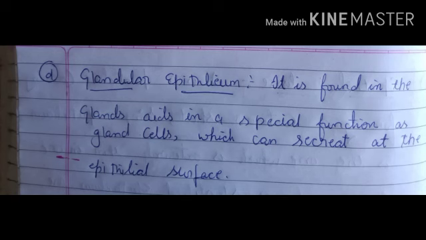Next we have glandular epithelium. It is found in the glands and aids in special functions as gland cells, which can secrete at the epithelial surface. The epithelial surface means the area where epithelial glands are found, and it is known as the epithelium surface. Gland cells are found there, secreted by the epithelium surfaces.